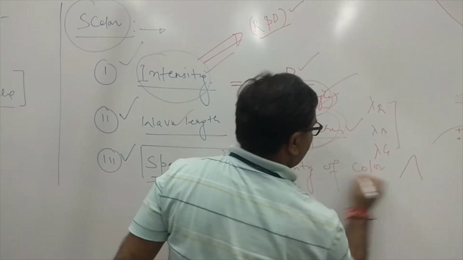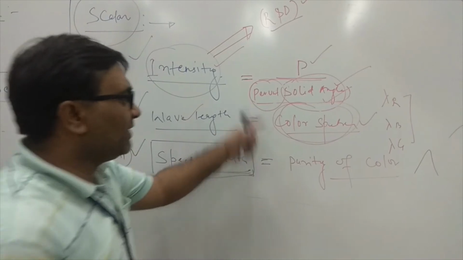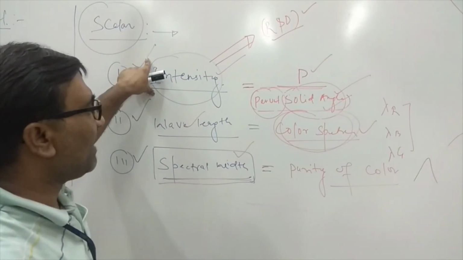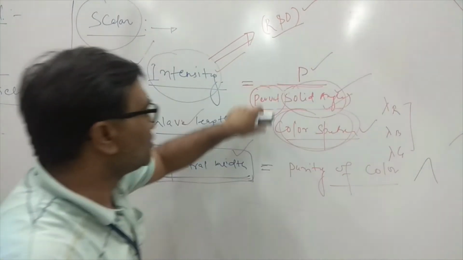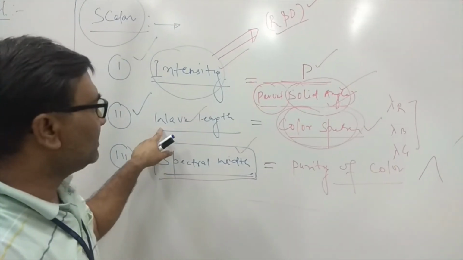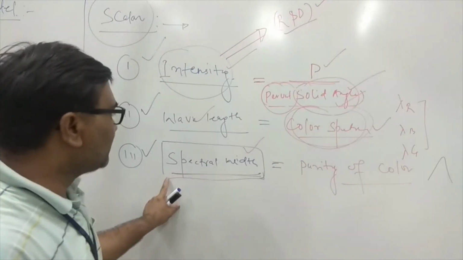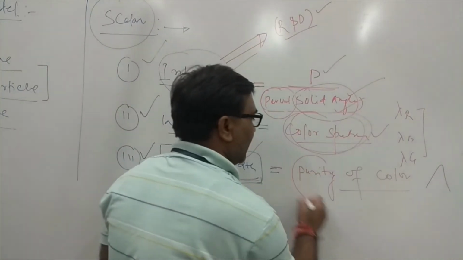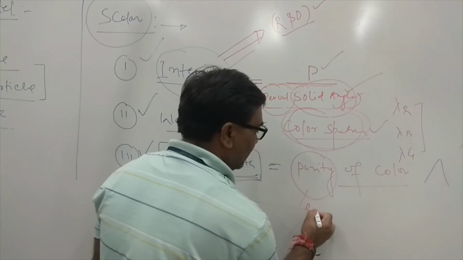So these three definitions are very, very important. Intensity is defined by power per unit solid angle, power distributed per unit solid angle. Wavelength is defined by color spectra, and spectral width is nothing but the purity of color, right? This is really the R&D part.